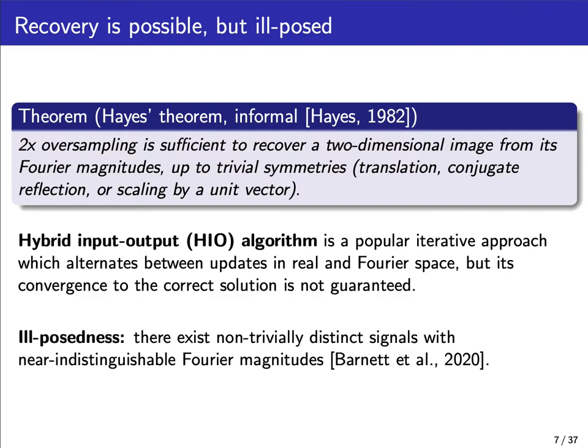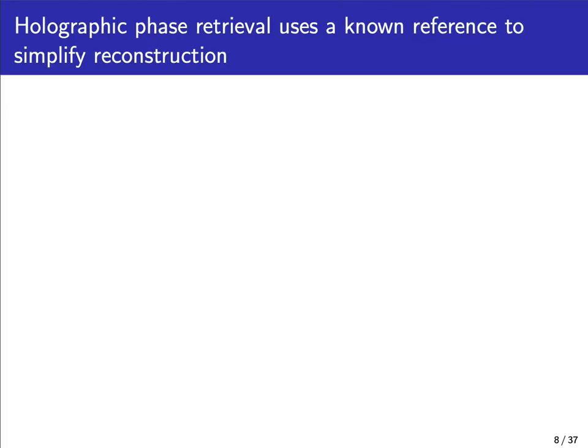And in fact, recent work suggests that phase retrieval is fundamentally ill-posed. You can construct non-trivially distinct signals with near indistinguishable Fourier magnitudes. And this is really bad news for a practitioner who's trying to recover a ground truth from data which is certainly going to be noisy.